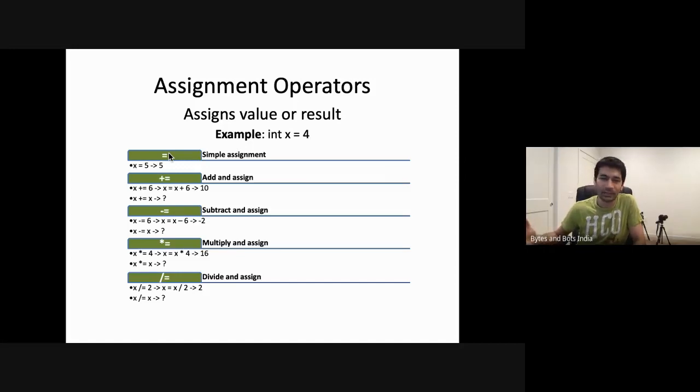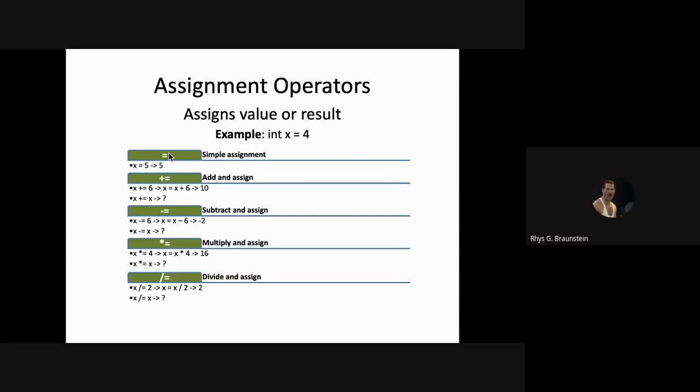Next is divide and assign, right? And it just follows a pattern. So x forward slash equal to 2 as an example would mean x is equal to x divided by 2. And in this case, if x is 4, divided by 2 is 2. So Rish, do you want to guess what x forward slash equal to x would be? I'm sorry. What is x equal? 4? Oh, 2.